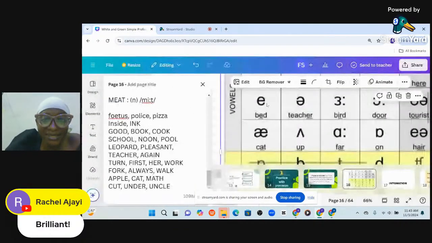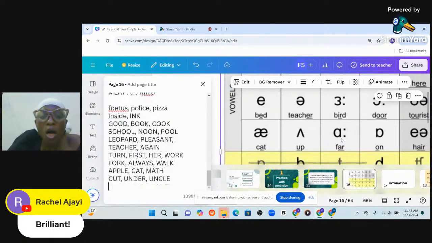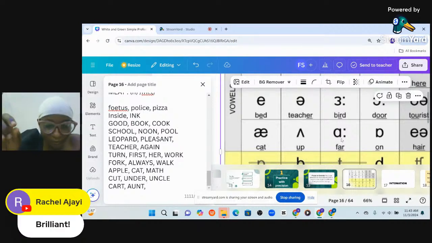Now the next sound we have is ah. We can have it in words like cart. We can have it in aunt. We can have it in some. The long ah sound. So you have to take your time to say it. Ah, cart, aunt, some. The long sound.